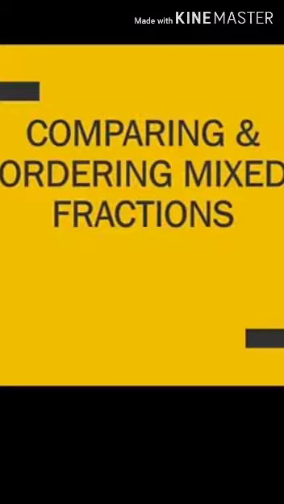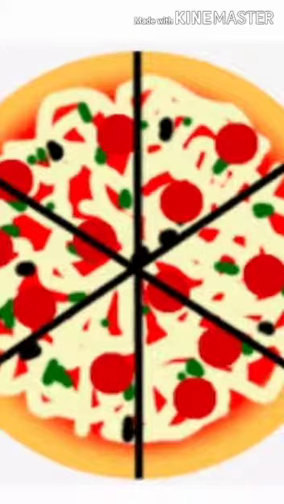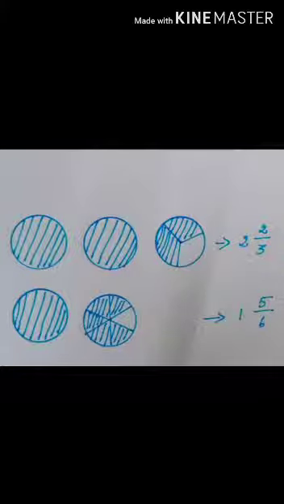Example. Varun and Sheila are friends. Varun eats 2 full pizzas and 2 by 3 of another pizza. Sheila eats 1 full pizza and 5 by 6 of another pizza. Here, who eats more? Immediately we can say it. Varun alone eats more.